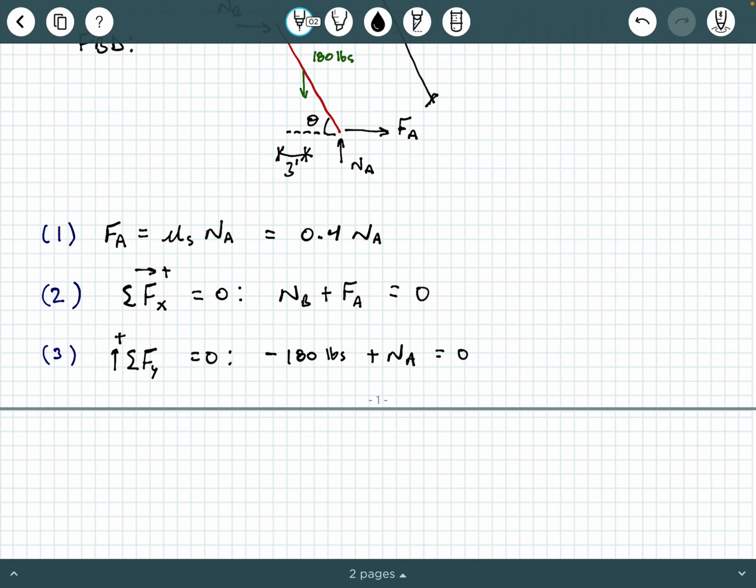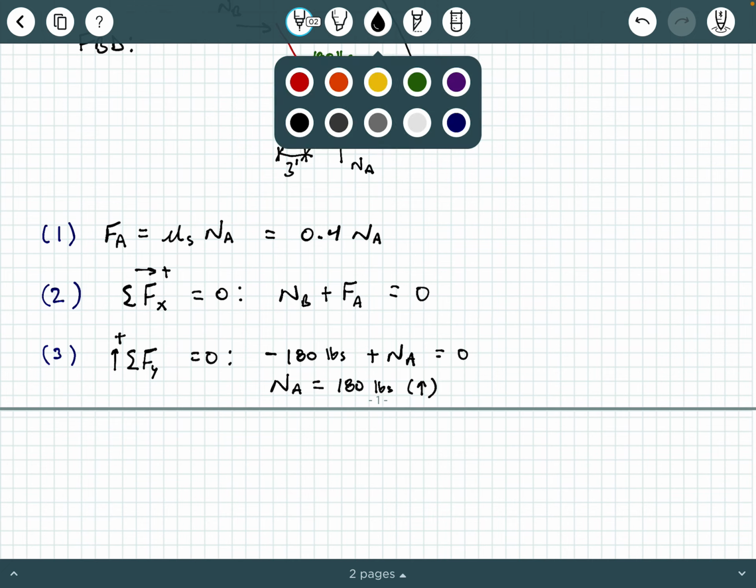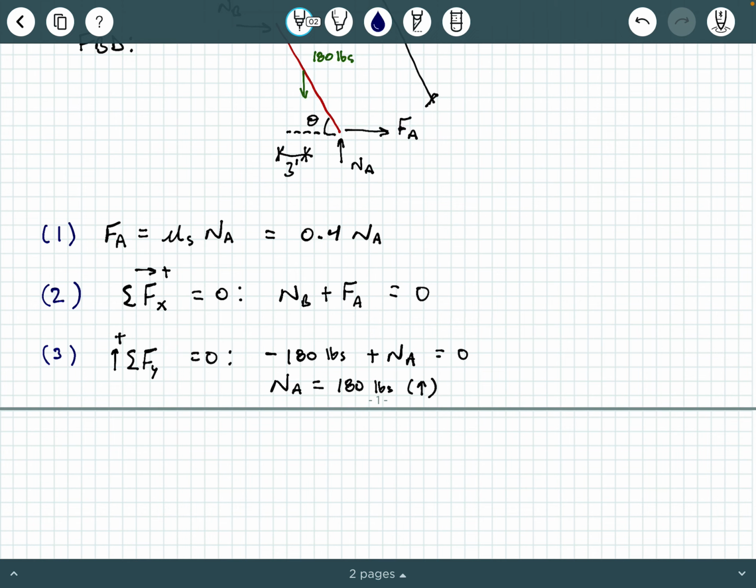So this is pretty obvious. We can directly look at this and we say, well, obviously NA must be 180 pounds reacting upwards. Okay, so actually that's one of our easy to deal with unknowns we solve for directly. And then our fourth equilibrium equation, well, it's actually our third equilibrium equation, but it's our fourth equation total, will be the sum of the moments about a point equals 0. Counterclockwise positive.